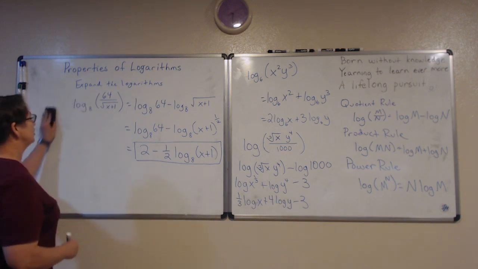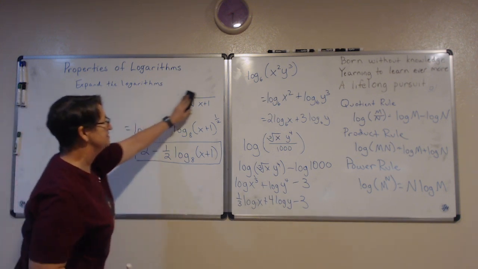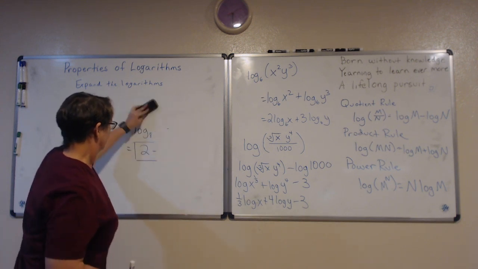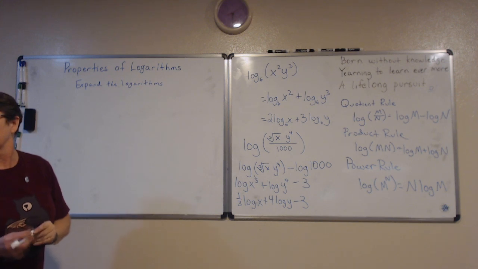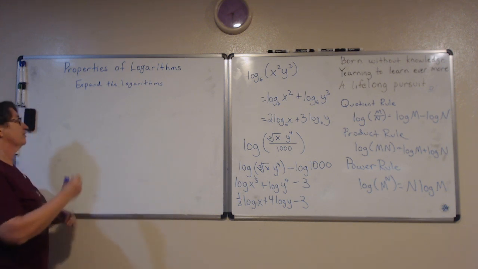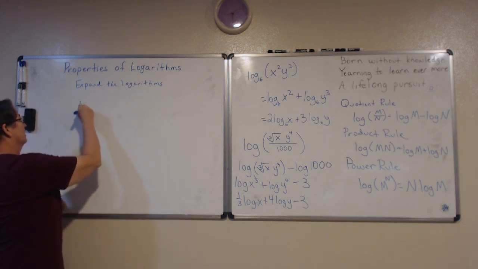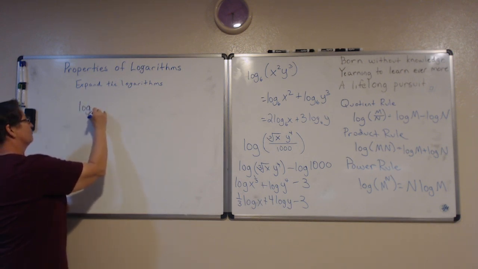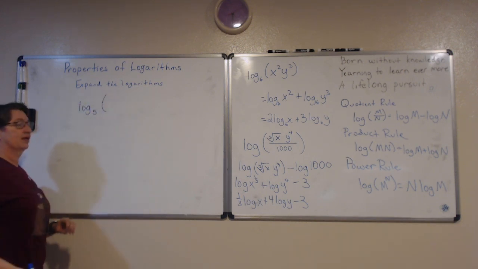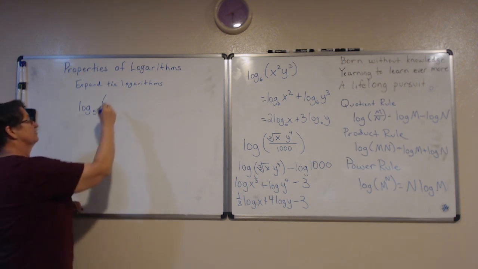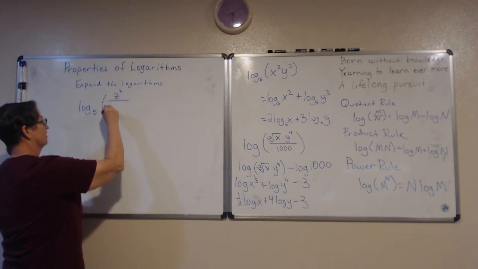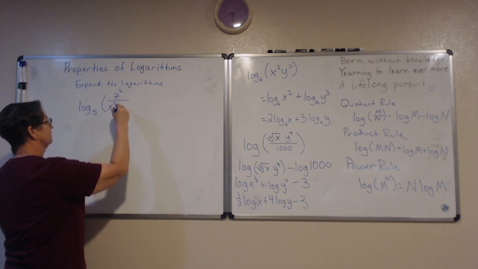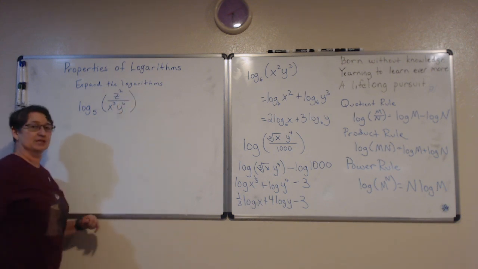One last really challenging one, and then we're going to condense them. So the hardest one you'll see. Okay, how about log base, I don't know, 5. And we'll make this one the hardest you'll see. How about z squared over x to the 3rd power, y to the 6th power. That looks fun.